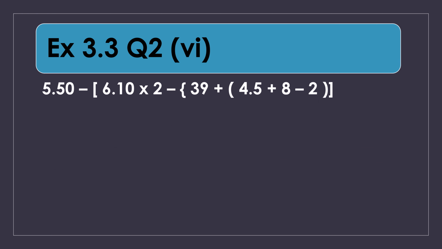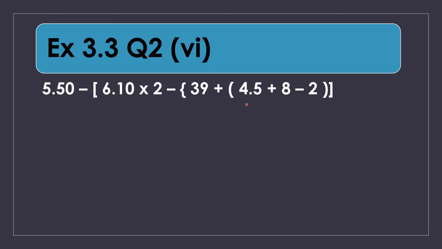This is exercise 3.3, question number 2, part 4. Here we have all three brackets: parentheses, braces and square brackets. We will solve the parentheses first, and within the parentheses we have 4.5 plus 8 minus 2. As you all know, again I'm telling you, the whole number will be added to the whole number and the fractional part will be added to the fractional part.